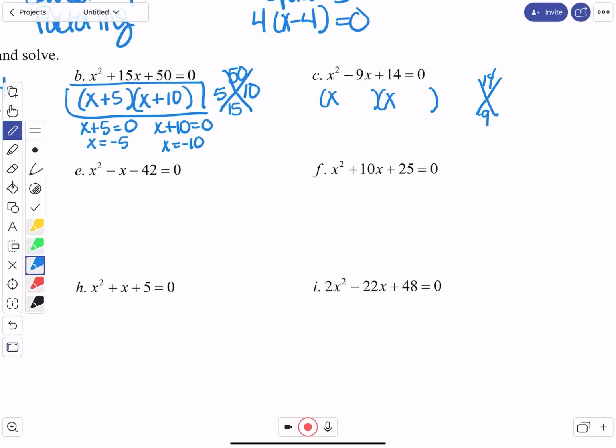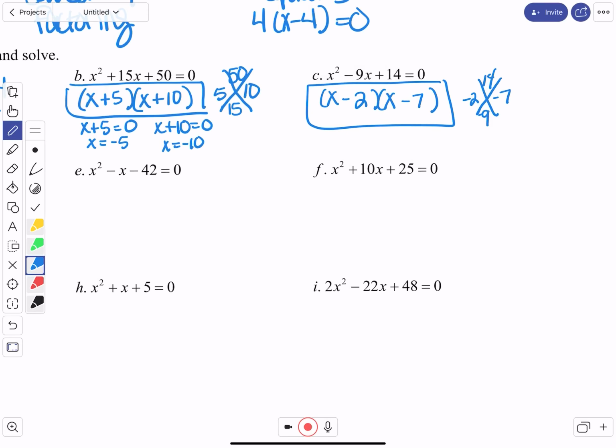So two numbers that multiply to be 14. -1 times -14 gives me 14. But -1 plus -14 gives me -15. So that's not going to work. What about -2 and -7? Those multiply to be 14, and then they add up to be -9. So -2 times -7 works. So -2, -7. And that's my answer.